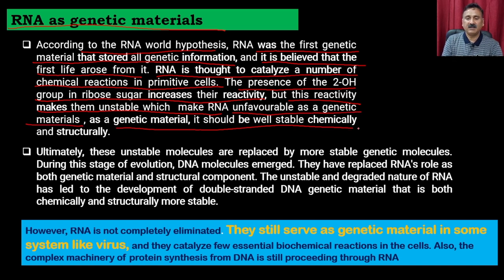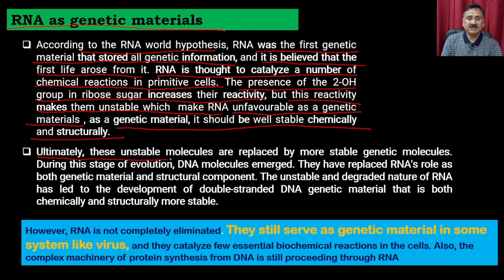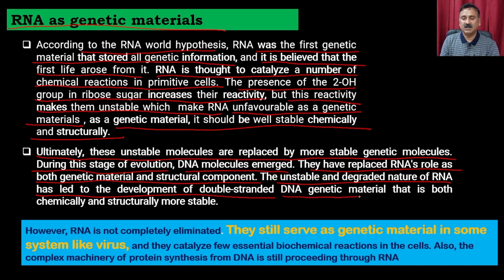As genetic material, it should be chemically and structurally stable. So that was one of the drawbacks of RNA as a genetic material, that it contains the 2' hydroxyl group, and because of that it has more reactivity compared to DNA. So ultimately these unstable molecules were replaced by more stable genetic molecules. During this stage of evolution, the DNA molecule emerged. They replaced RNA's role as both genetic material and structural component. The unstable and degraded nature of RNA led to the development of double stranded DNA genetic material that is both chemically and structurally more stable.